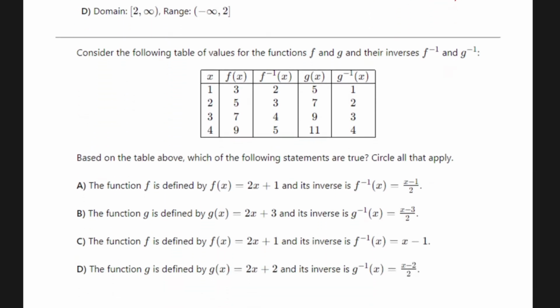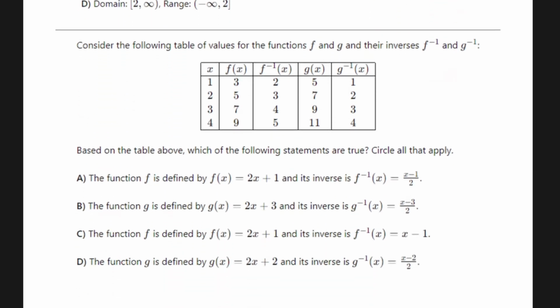And now we get to the weird pre-calculus looking problems, the AP pre-calculus problems. Again, we get all these problems where they seem normal and then they get weird, and that's for the kids who get 5s on the AP exam. That's what this is. Consider the following table of values for functions f and g. They want us to find out what f is, or what g is, and then find the inverse. So let's do that.